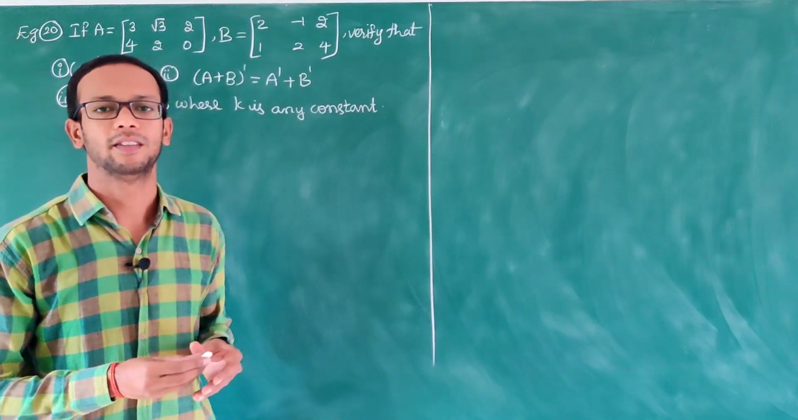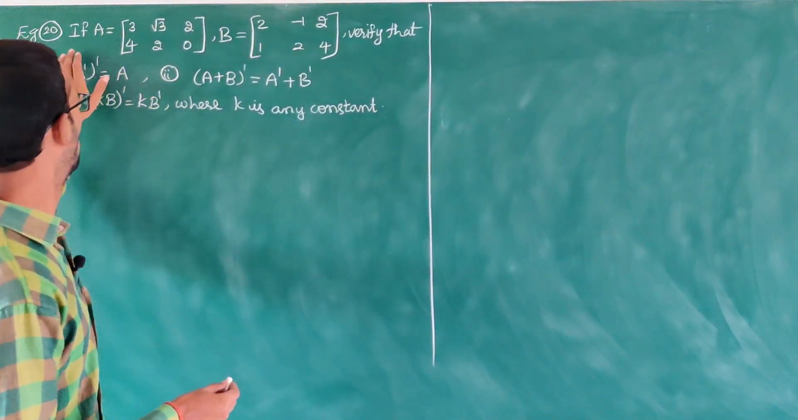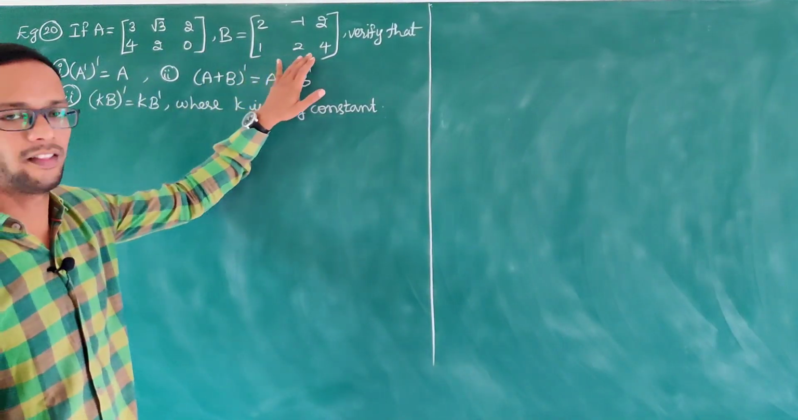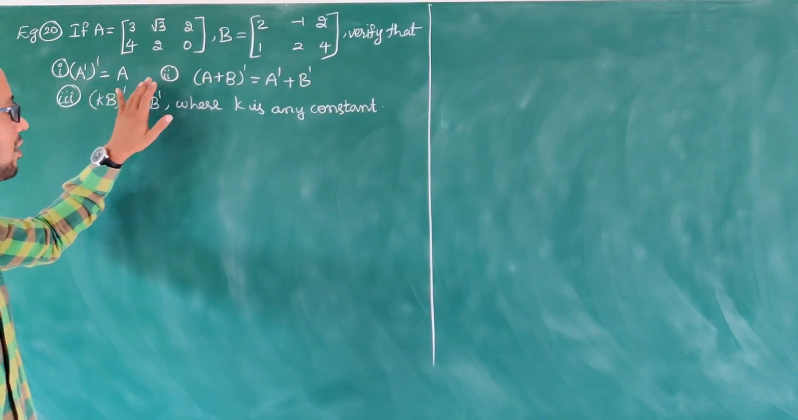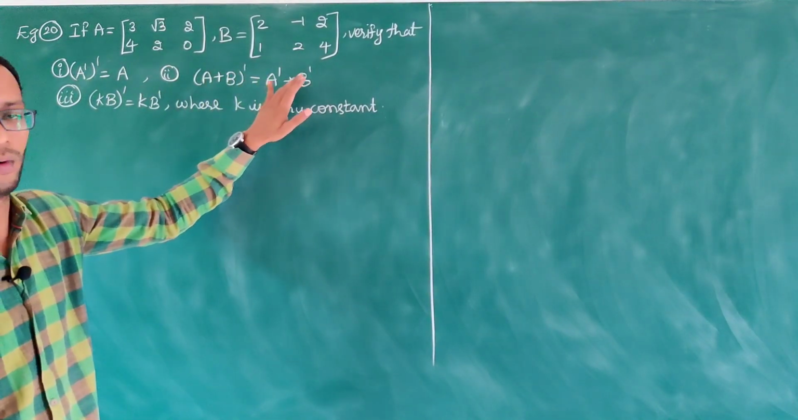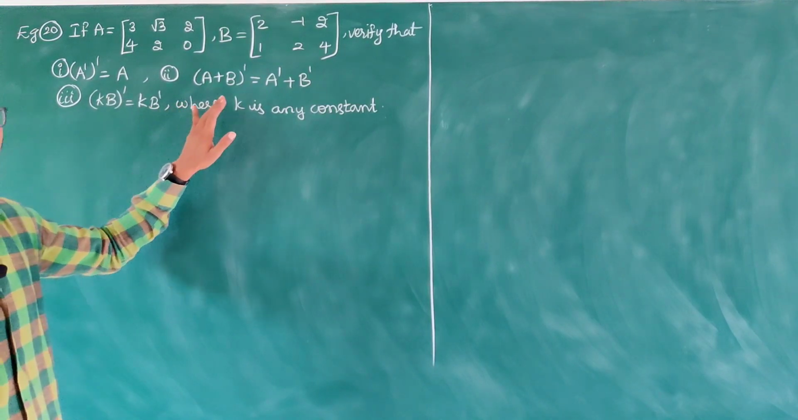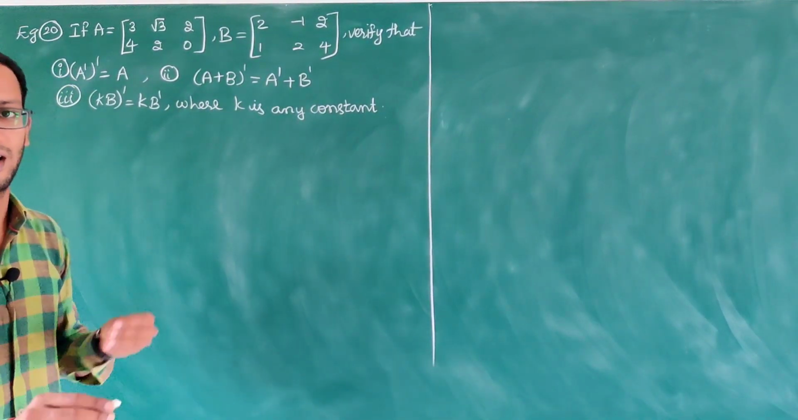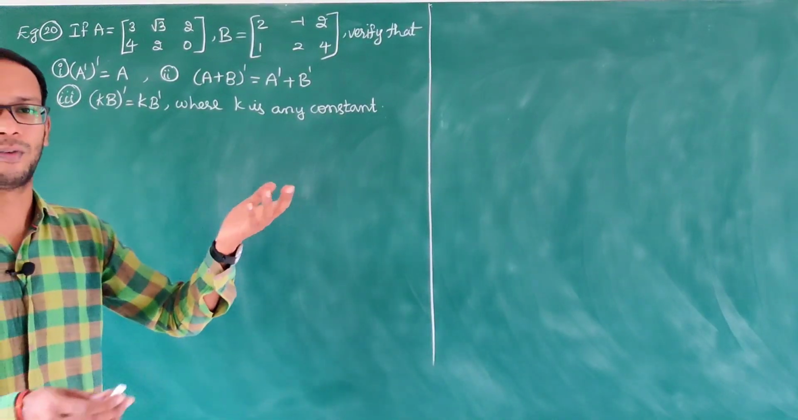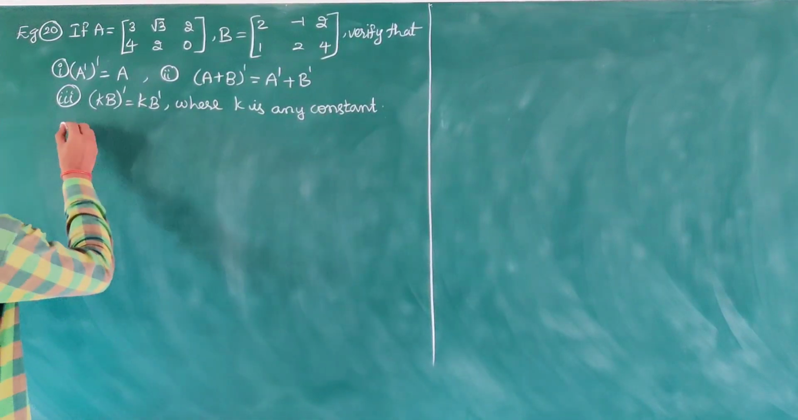Based upon the properties, there is an example, example 20. If A is one matrix and B is another matrix, verify that A dash whole dash is equal to A, A plus B whole dash is equal to A dash plus B dash, and kB whole dash is equal to kB dash, where k is a constant. So we prove these 3 properties by using the examples.